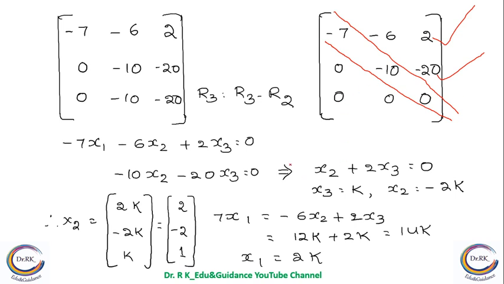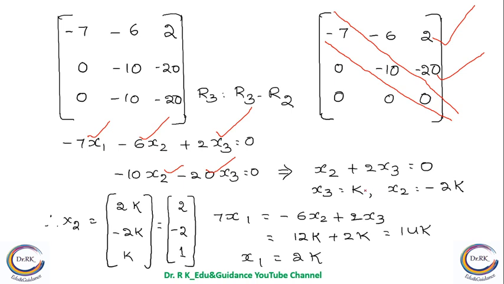Immediately, we have to rewrite the equations from this matrix. So minus 7x1 minus 6x2 plus 2x3 equal to 0. Second one, minus 10x2 plus 20x3 equal to 0. Same discussion, 3 variables and 2 equations. Therefore, our solution contains one arbitrary constant. So we can choose either of these; there is no restriction on it.